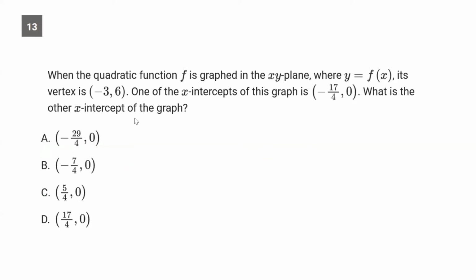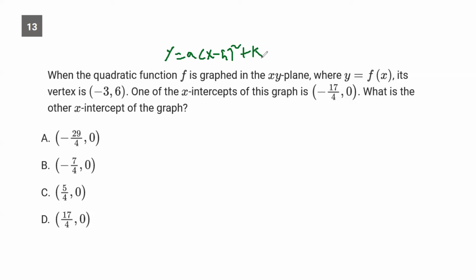When the quadratic function f is graphed in the xy-plane, where y equals f of x, its vertex is (negative 3, 6). One of the x-intercepts of the graph is (negative 17 over 4, 0). What is the other x-intercept of the graph? Okay, so you can use these two points with the vertex form, which is, I'll put it up here, y equals a times (x minus h), which is the x value of the vertex, squared, plus k, right? And you can use that. You can use the other point. You can try to find what a is and work it out.